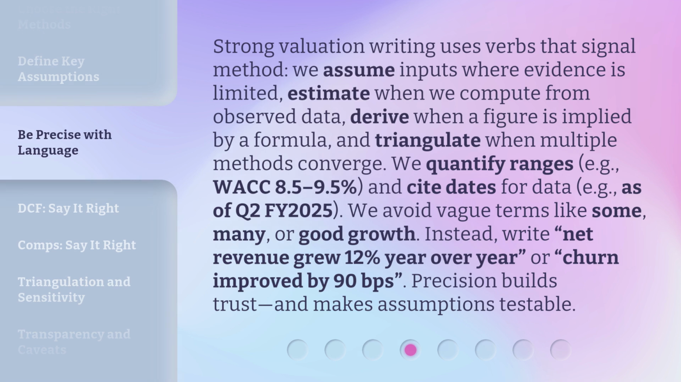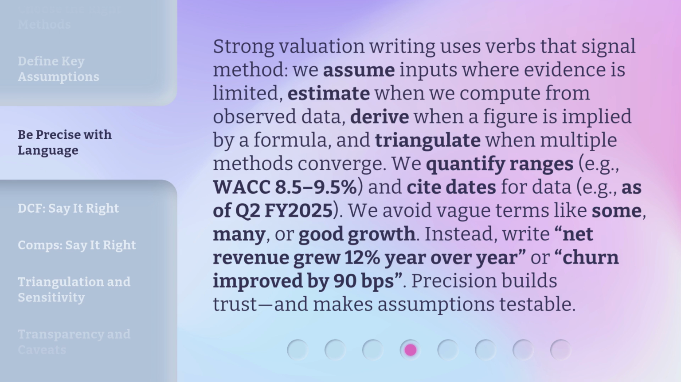Strong valuation writing uses verbs that signal method. We assume inputs where evidence is limited, estimate when we compute from observed data, derive when a figure is implied by a formula, and triangulate when multiple methods converge.